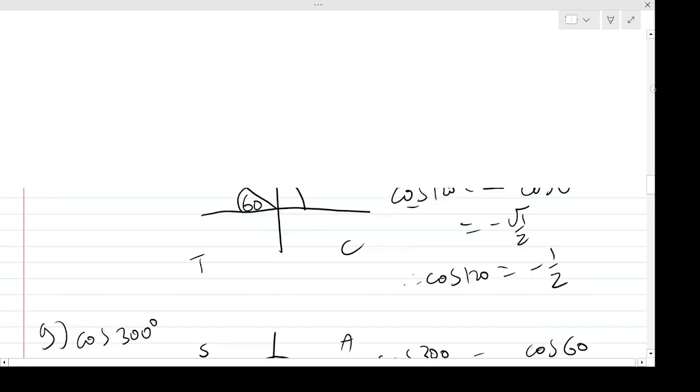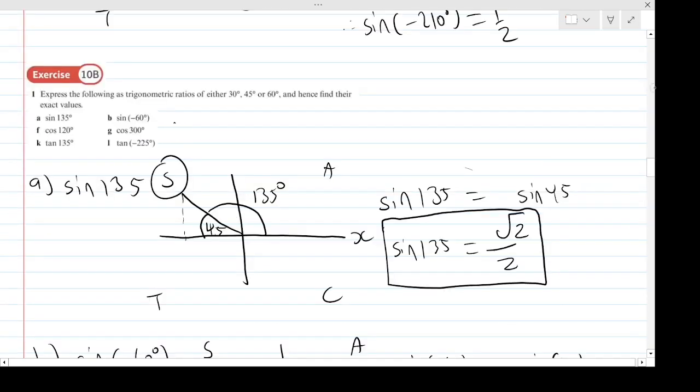Okay, then lastly, we need tan of minus 225, part L.